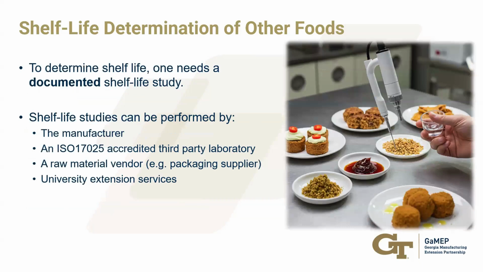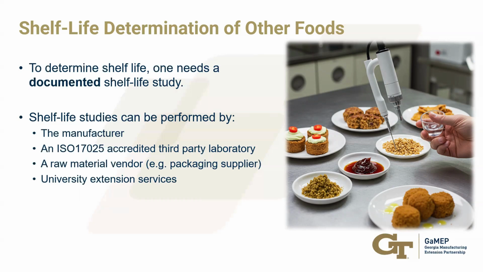For any company, large or small, you need to have some type of documented shelf life study in order to validate what you're doing. But not all shelf life studies have to be performed by an ISO 17025 accredited laboratory. Sometimes the manufacturer can do their own shelf life study, and I'll talk about that later in this presentation. Sometimes a raw material vendor, especially packaging suppliers, might be able to help you with your shelf life determination.